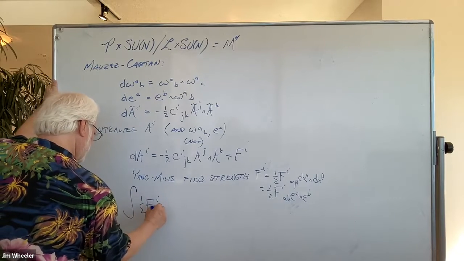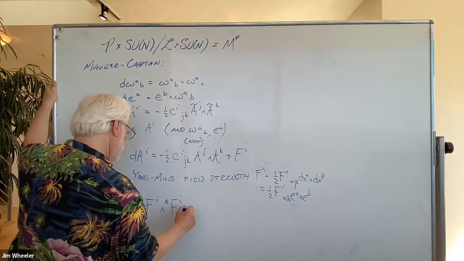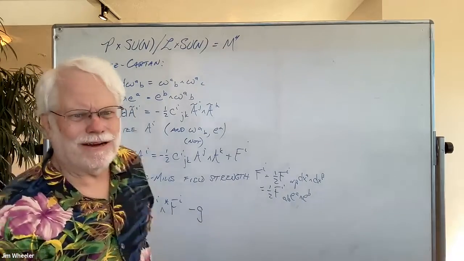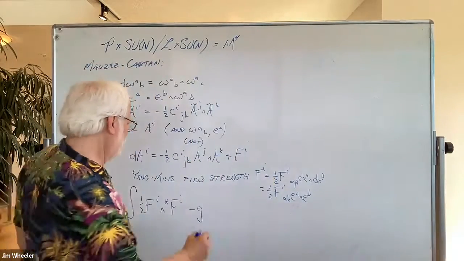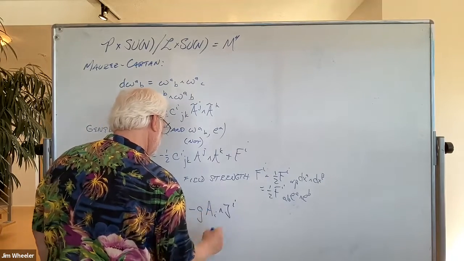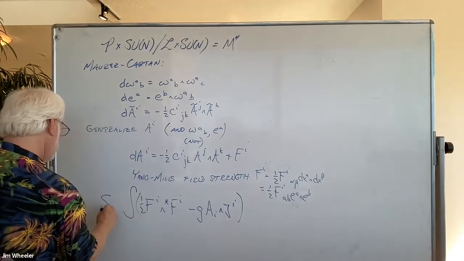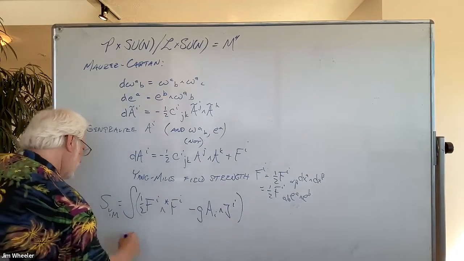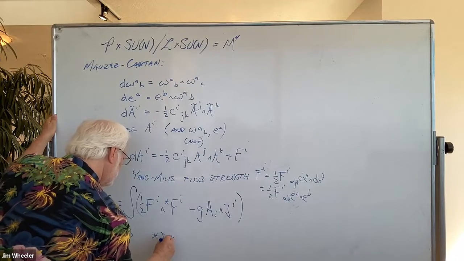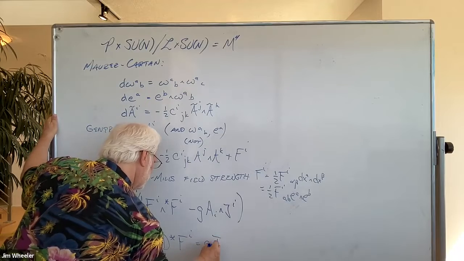half F^I wedge star F^I minus A_J wedge J^J. Which way did I write it? A first. A, J, I. And that then implies that star D star F^I is J^I.